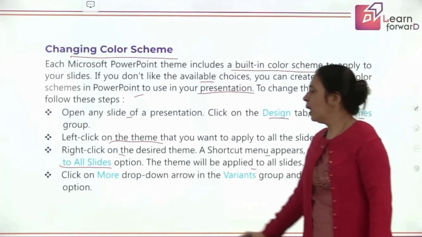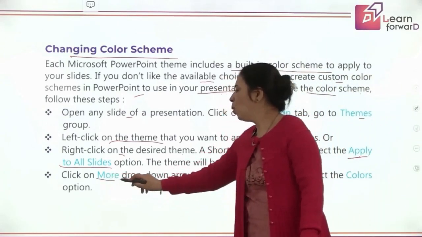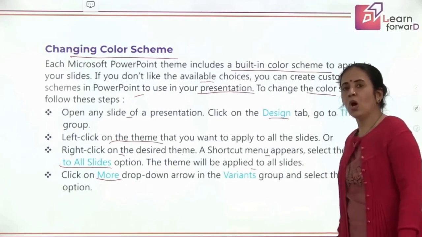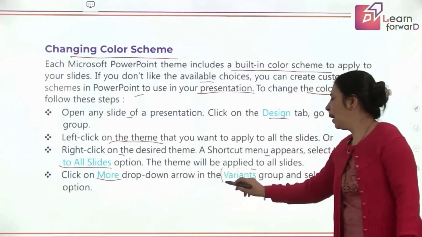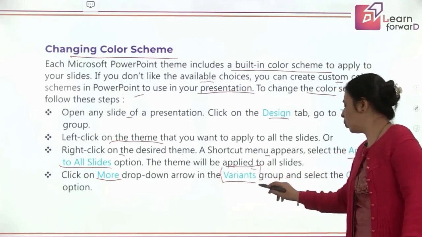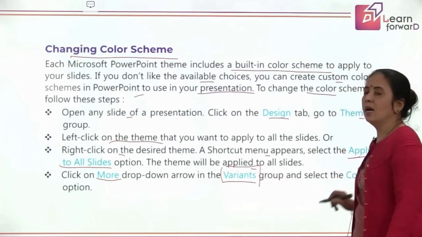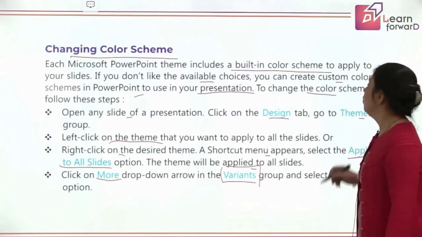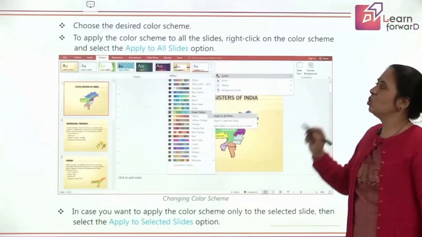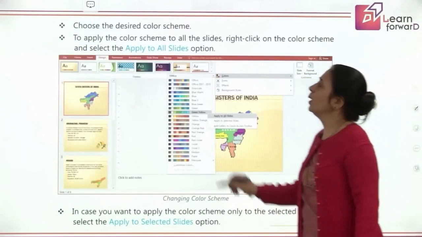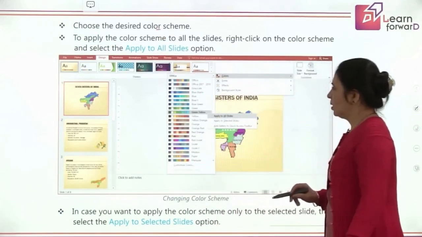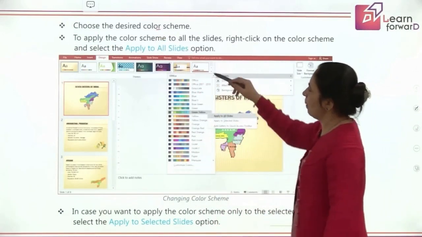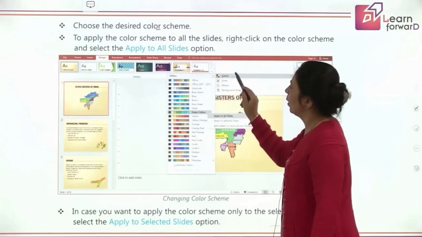Okay. Now click on more. When you click on more, you will get a drop down arrow, and in the variants group, just select the colors option which is available there to change the color. So you are going to choose the desired color scheme. I'll just show it to you. You will get this type of color scheme when you click on colors.